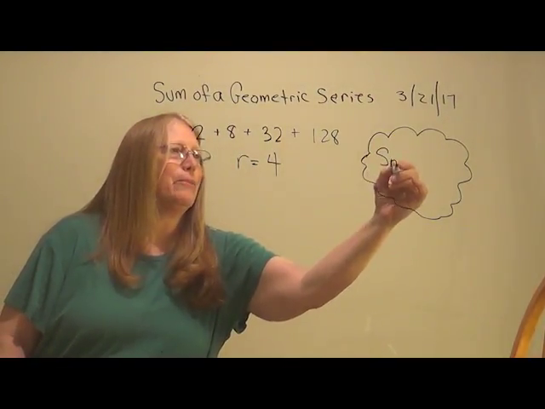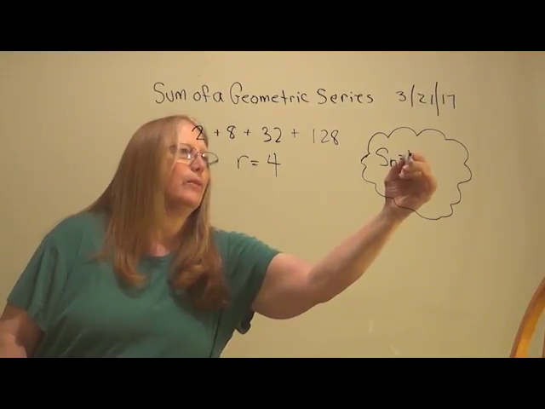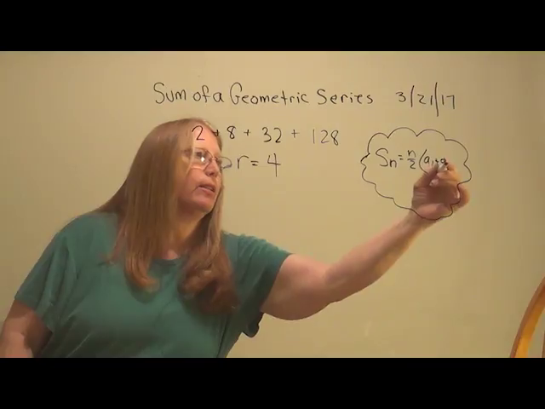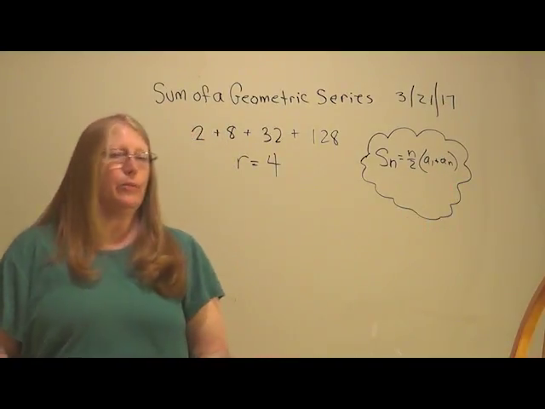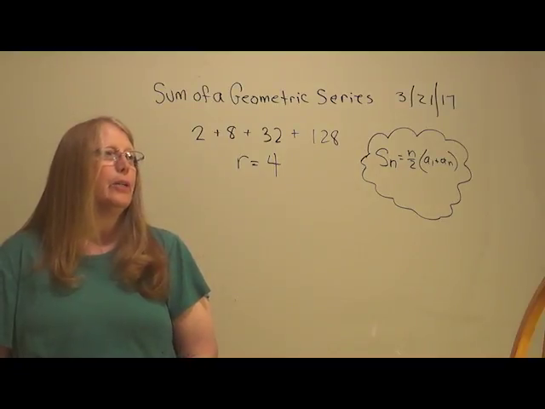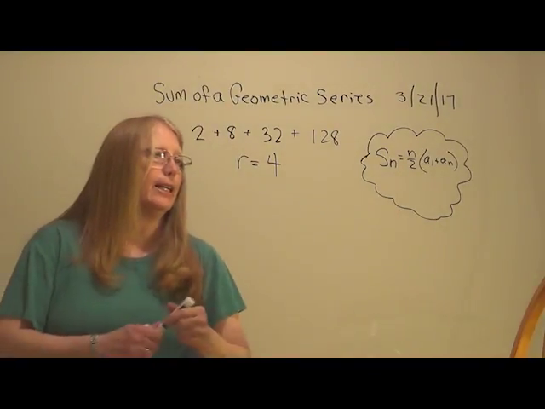For the arithmetic series, it was n over 2, a sub 1 plus a sub n. And we showed why that made sense. And now we're going to jump from arithmetic.